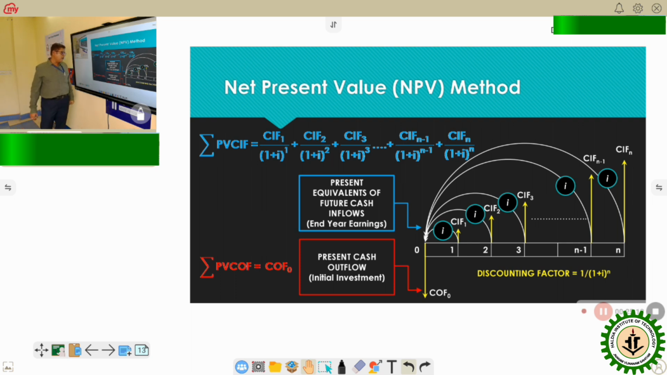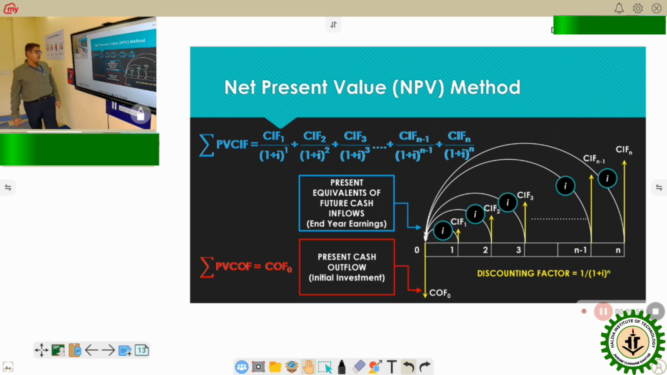Now if we are facing the question, what will be the present value of cash outflow, that is COF0? COF0, since it happens at the 0th year, is itself a present value. Or if you want to mathematically convert it, you multiply it with the discounting factor 1 by 1 plus I raised to the power 0. So obviously the discounting factor will be 1. So you will get the same result, COF0. So it does not need to be converted because it is itself a present value since it happens in the 0th year.